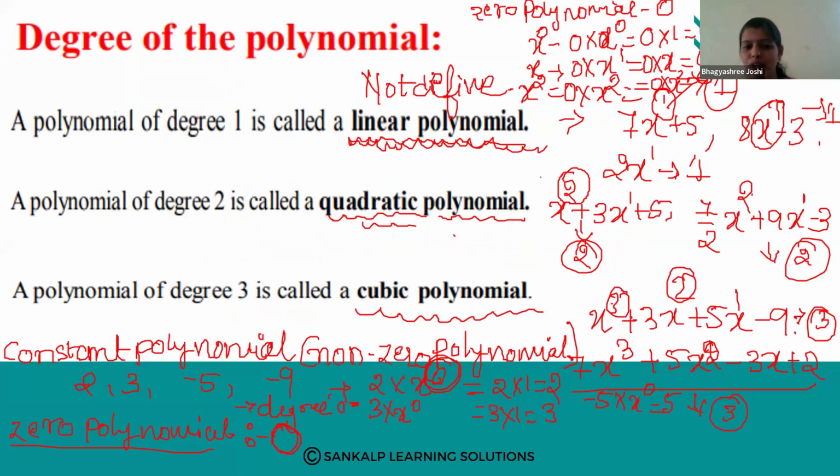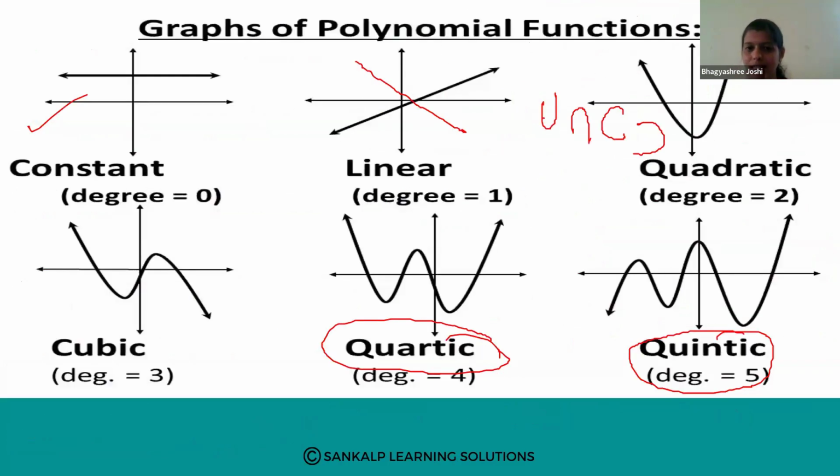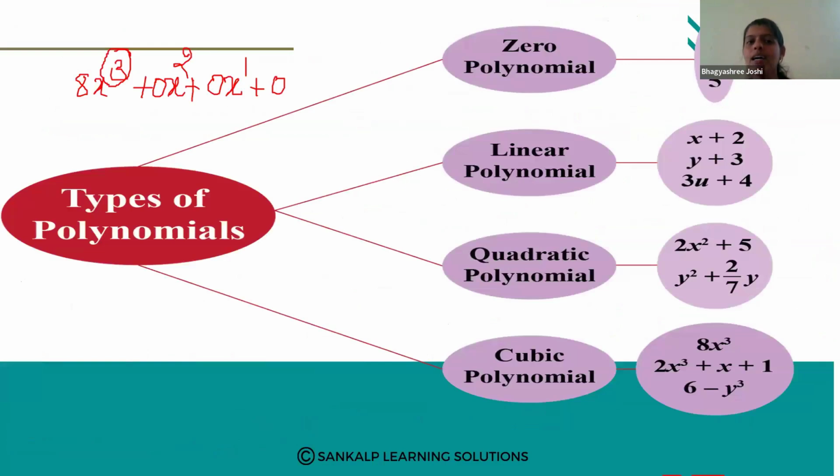If constant polynomial, that means non-zero polynomial. If it is a non-zero polynomial, then tell me the degree of that polynomial. It is 0, right? Next, zero polynomial. Degree of the zero polynomial is not defined. Okay, yesterday we discussed all these things, right? Yes.